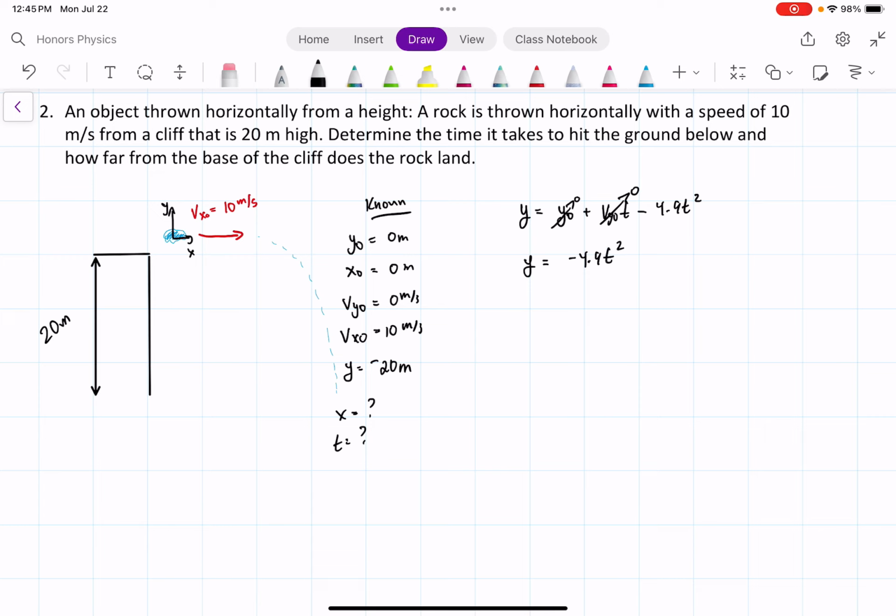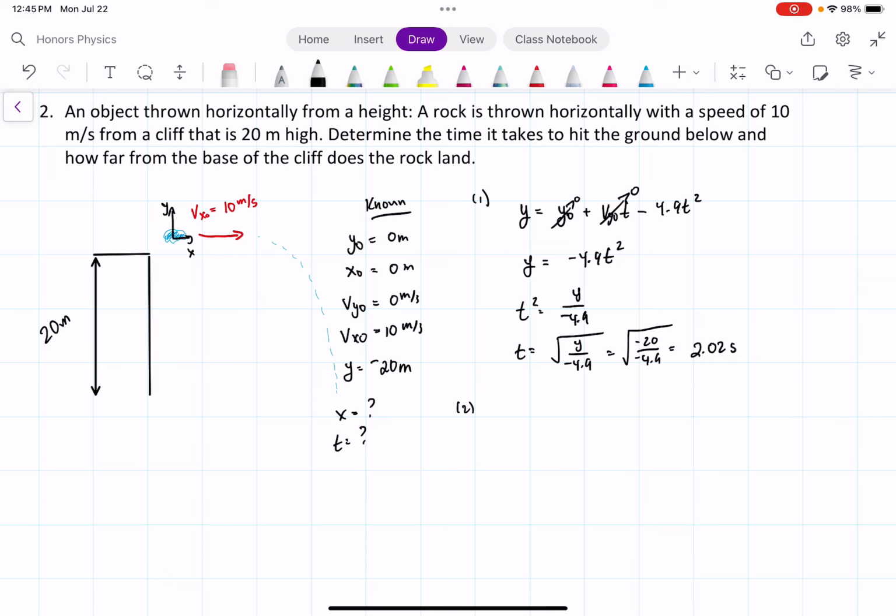So we can solve for time the same exact way, and we get t squared equals y divided by negative 4.9, and then we can find time as the square root of y over negative 4.9. If we plug in y, we get negative 20 over negative 4.9, and we get 2.2 seconds again. So we see that the horizontal velocity has no impact on the time it takes for this object to fall from this height. Now all we have to do is use the time and the x equation.